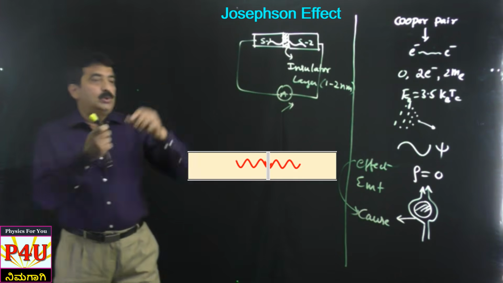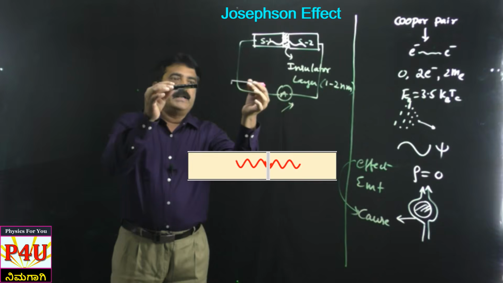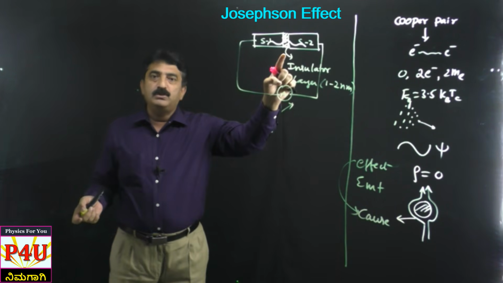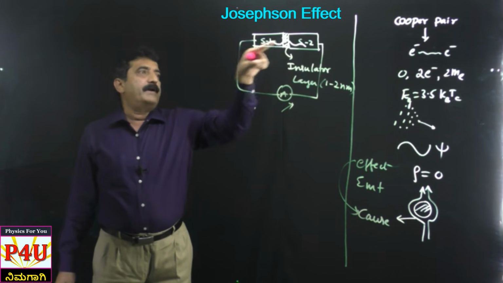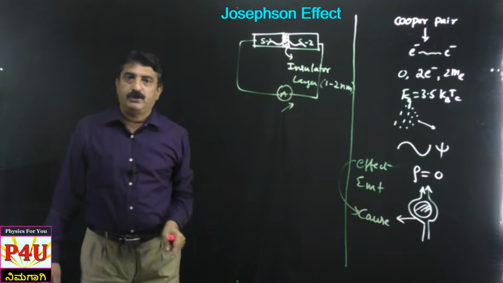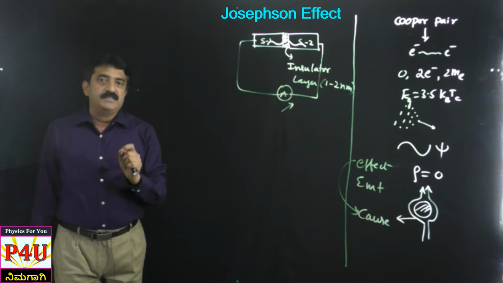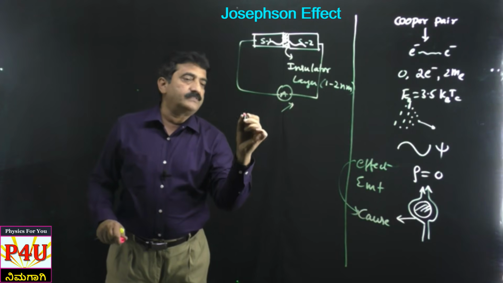When two superconductors are joined together by means of a thin insulating layer about 1 to 2 nanometers, Cooper pairs tunnel through the junction and establish current in the circuit. This is known as the Josephson effect. In the Josephson effect there are two types. The first one is the DC Josephson effect.